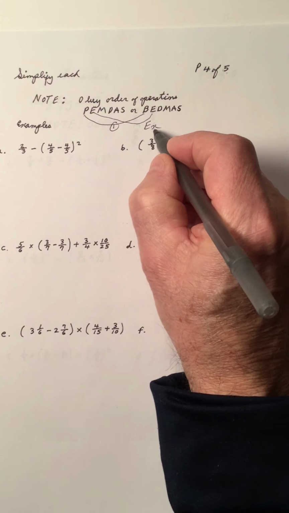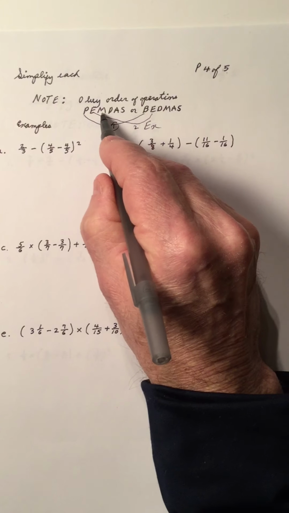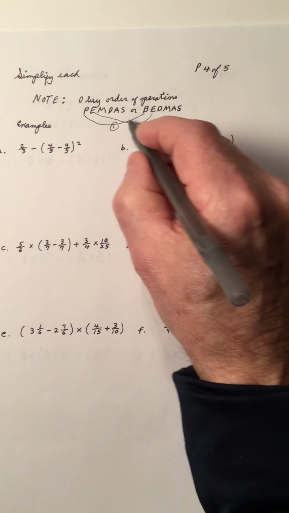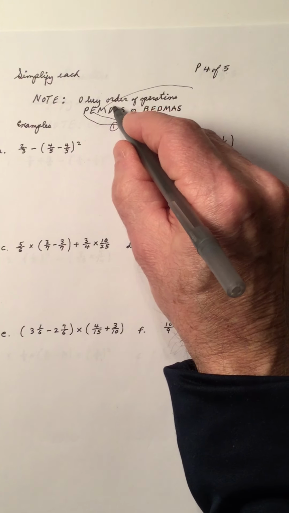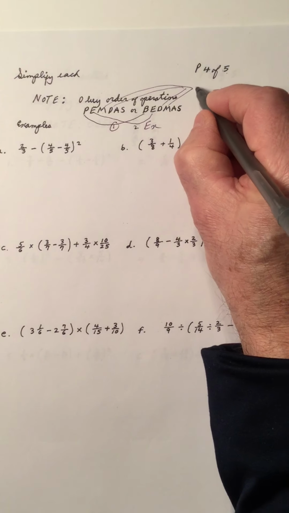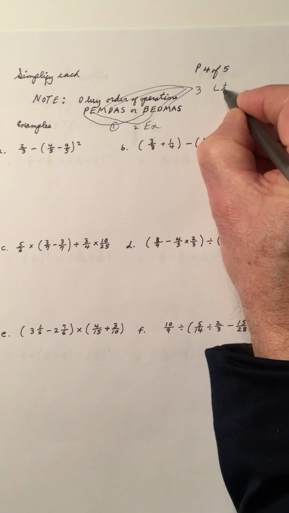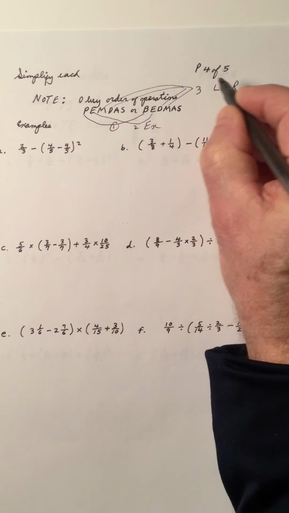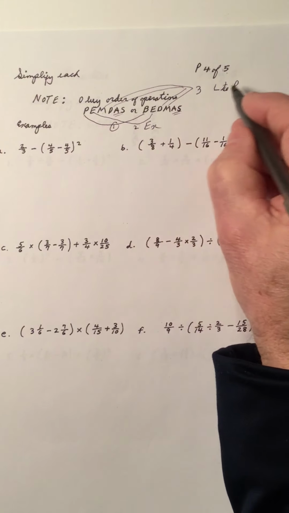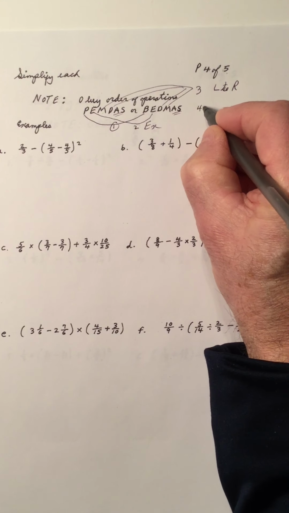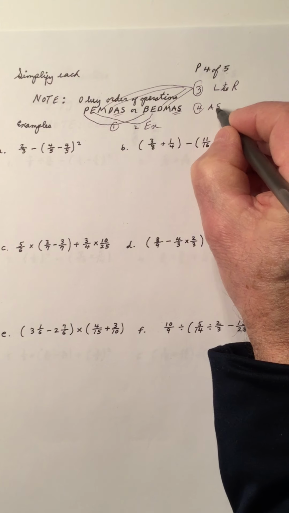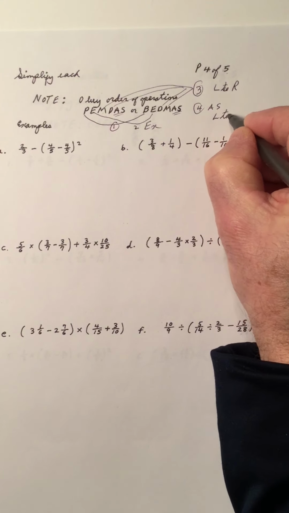The x for exponents, that's the second. And then we do multiplication, division, or division, multiplication. It makes no difference. This is the third that we do. We do these two next, left to right. So that's the third one, from left to right. And the last is addition and subtraction, from left to right. Addition, subtraction, as you go from left to right.